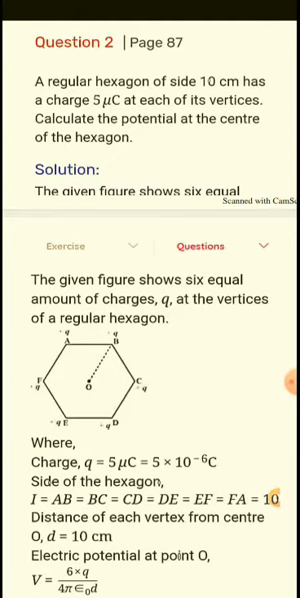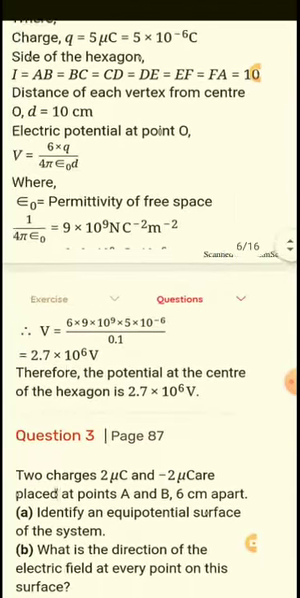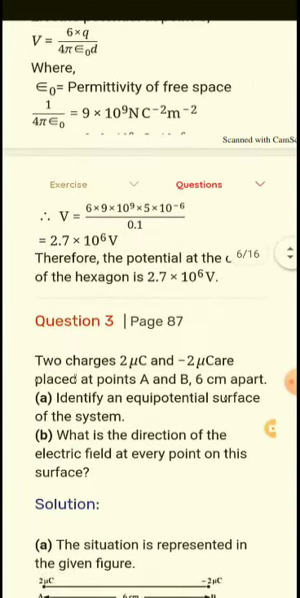The formula here is V is equal to Q divided by 4 pi epsilon naught D. But here we have 6 vertices, so we multiply by 6. For one point it will be Q divided by 4 pi epsilon naught into D. Here we have 6 charges, so we take 6 into Q divided by 4 pi epsilon naught into D. Epsilon naught is the permittivity of free space, and the value of 1 divided by 4 pi epsilon naught is a constant we already know. It will be 9 into 10 to the power of 9 newton coulomb inverse squared meter inverse squared.